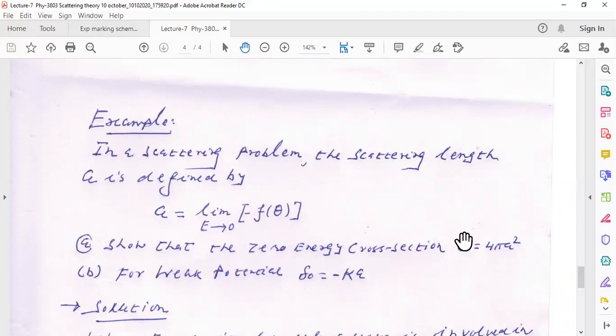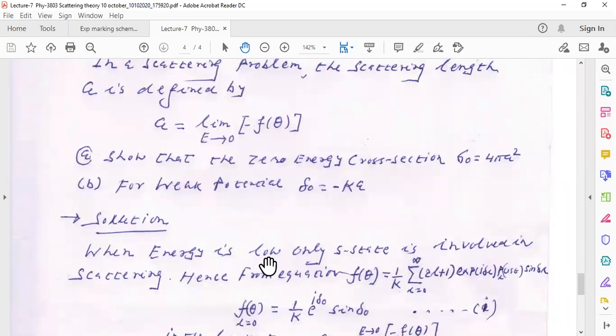sigma 0, that is L equal to 0, right, is 4 pi a square. Okay, please remember the dimension: 4 pi a square, meter square. And for a weak potential, delta 0, that is the phase shift, is always minus k times a. k is your wave vector and a is the scattering length. So we will solve this problem using this definition. So you see, I write the first definition. Look at this.